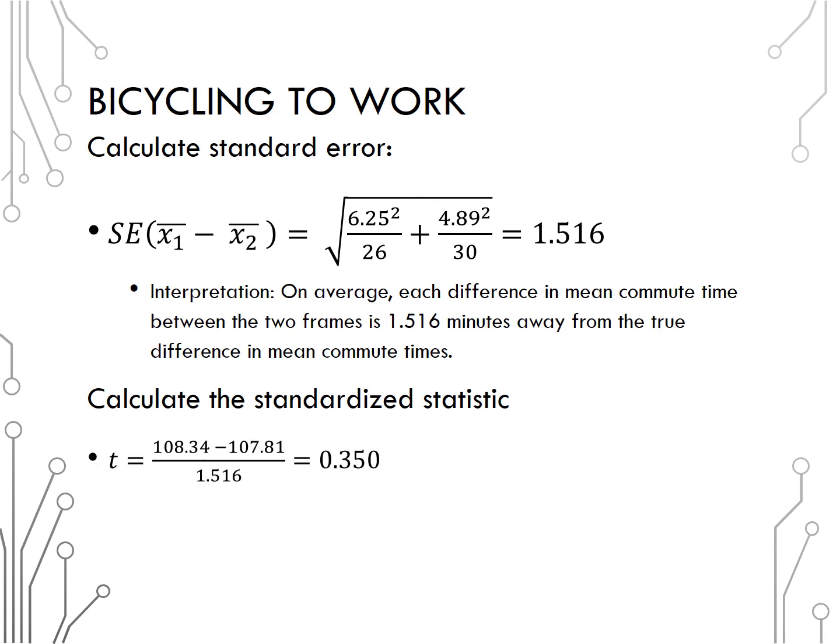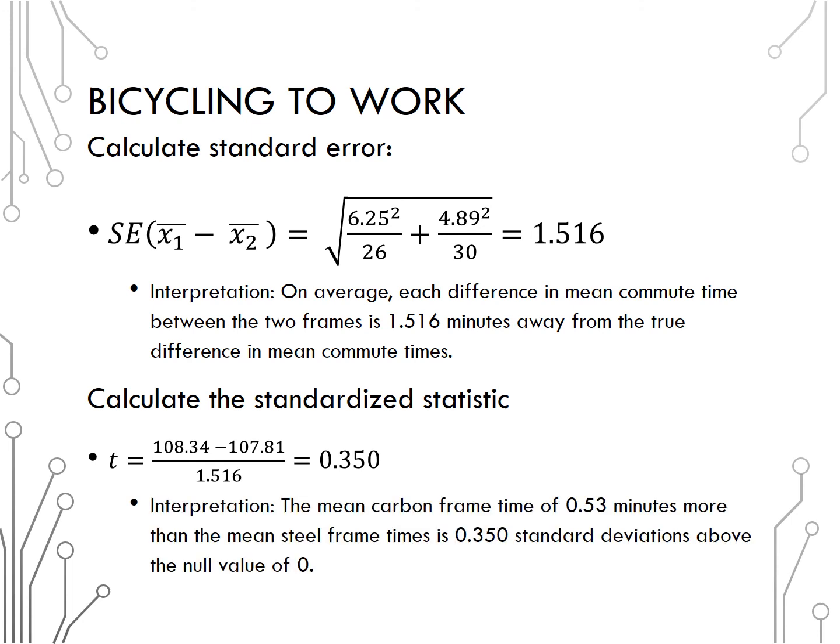Now let's calculate our standardized statistic. Our t-value will be the observed difference in means, 0.53, divided by our standard error we just calculated, 1.516, to get a t-value or a standardized statistic of 0.350. How would I interpret that? The mean carbon frame time of 0.53 minutes more, or longer, than the mean steel frame time is 0.35 standard deviations above the null value of no difference in means.